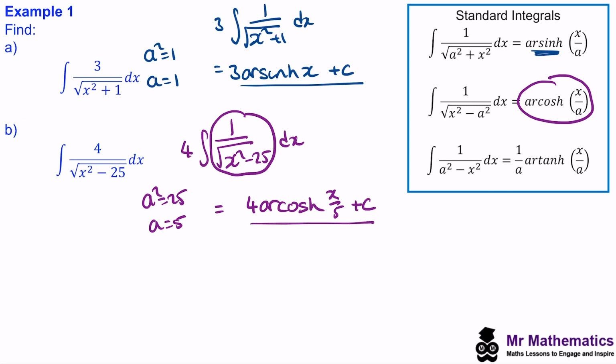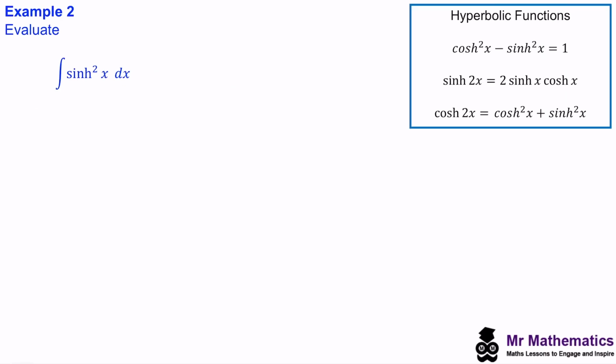Okay, so this is how you integrate with standard integrals. In question 2, we're going to use hyperbolic identities to integrate sinh of x squared. So in its current form, this is very difficult to integrate, but we can write it in a more convenient form using this identity here.